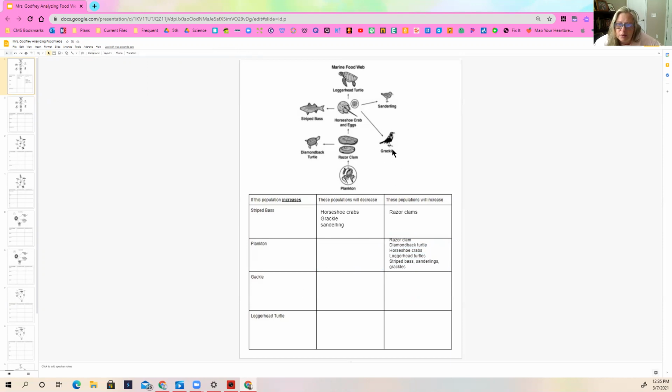All right, so here's the grackle. And what eats the grackle? Oh, so the grackle, if it increases, that means, oh, no, the grackle eats that. So if there are too many grackles, right? The grackle is the eater because the arrow points to the eater. If there are too many grackles, then there wouldn't be very many horseshoe crabs and they would decrease. Wait a minute, I'm putting that in the wrong place. Sorry, guys. Let me move that down to the grackle one.